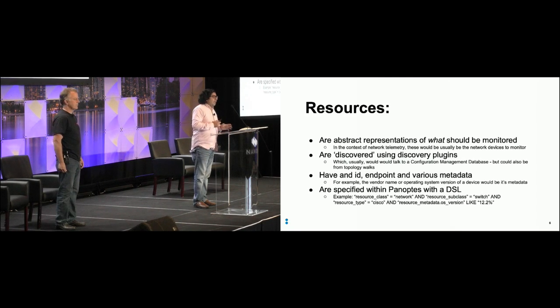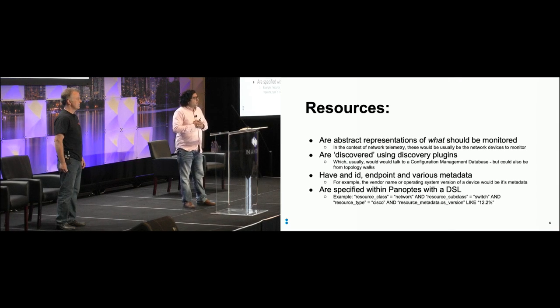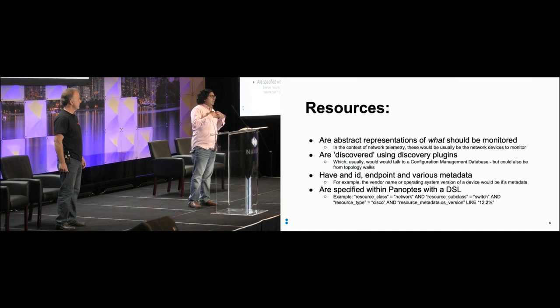Another core concept in Panoptix is this notion of resources. What a resource is, is essentially an abstraction of what should be monitored. In the most common case, a device or a network device or a host is a resource. But a resource could be an external API endpoint. There's metadata associated with resources.